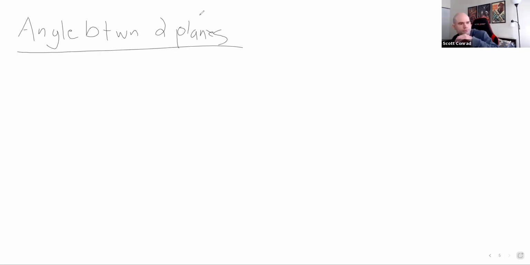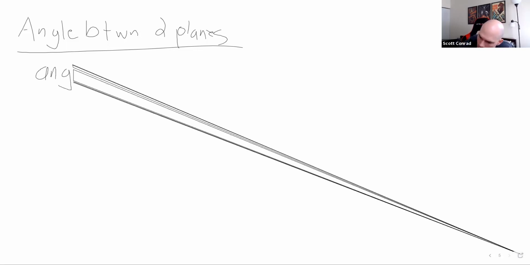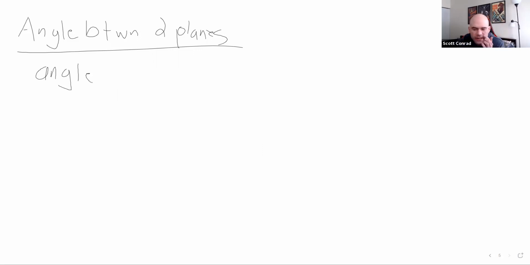Okay. So let's talk briefly about the angle between two planes. So if I have two planes, I'm not going to attempt to draw this here. But the way we find the angle between the two planes is we look at the angle between the normal vectors.